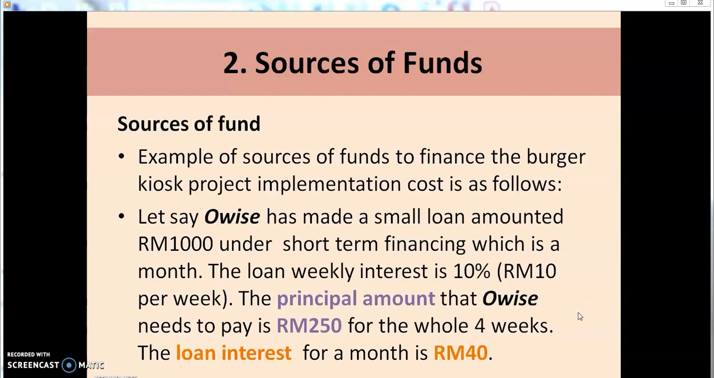You have to determine the project implementation cost first, and then you need to have the sufficient amount of funds to finance the project. Sources of funds can be from your own savings, from a loan that you obtain from your family members, your friends, or any formal loan you obtain from any financial institutions or banks. So you need to have clear sources of funds that you will use to finance the project. For example, let's say you want to finance the burger kiosk project, so you need to have the implementation cost as follows.